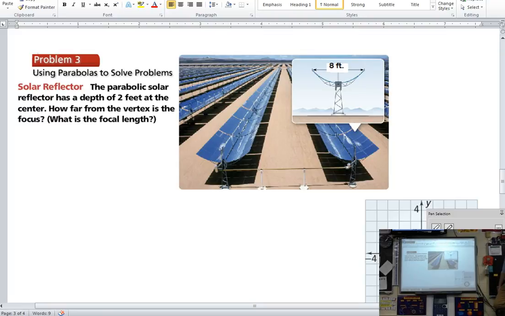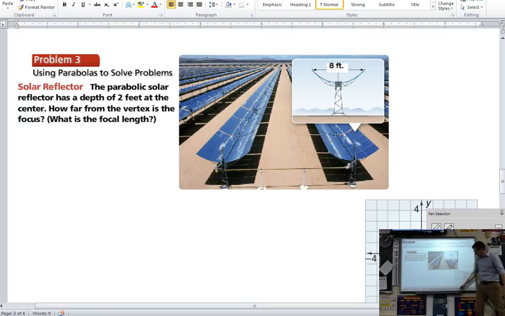So, this solar panel that we're designing, let's say we want to make it 8 feet wide with a depth of 2 feet. So that tells me about my parabola. I can have a depth of 2 feet at 8 feet wide. How far from the vertex is the focus, and what is the focal length?